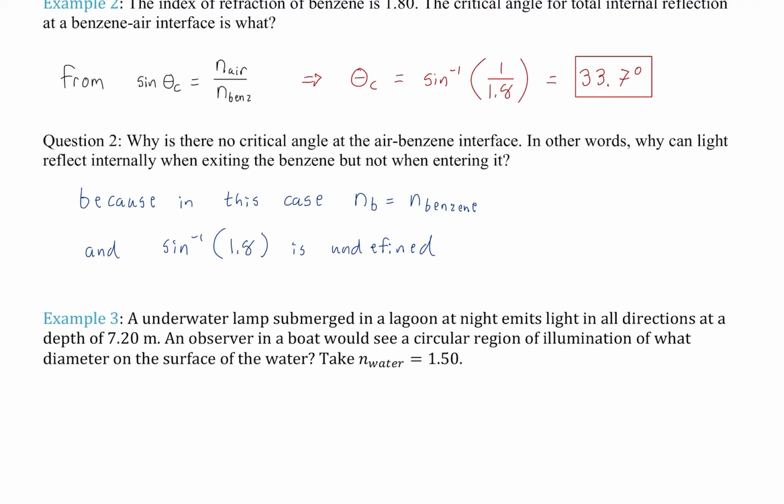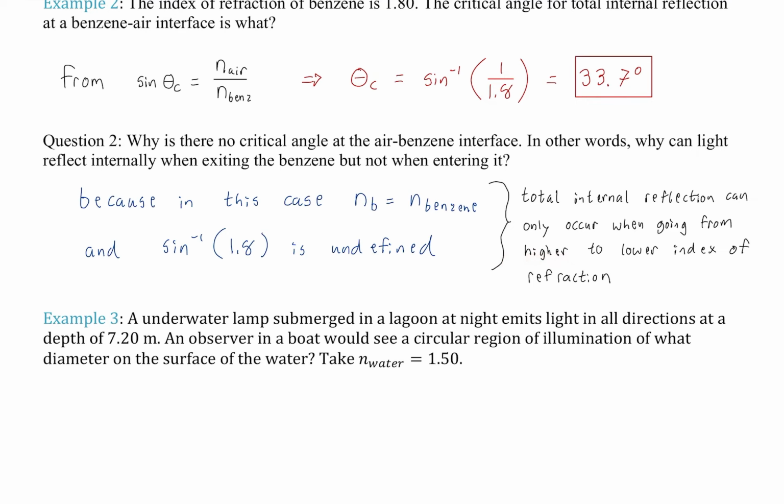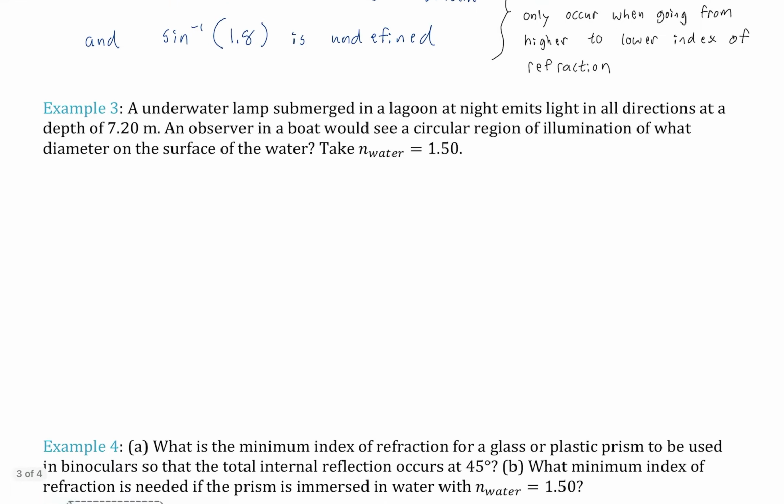So total internal reflection can only occur when going from higher to lower index of refraction, okay? So like coming up out of the benzene, coming from glass into air, coming from water into air. Those are all valid situations for total internal reflection. Going from air into anything else? No, because everything's going to be higher than air, air having an index of refraction of 1. Okay, so let's do one with water.